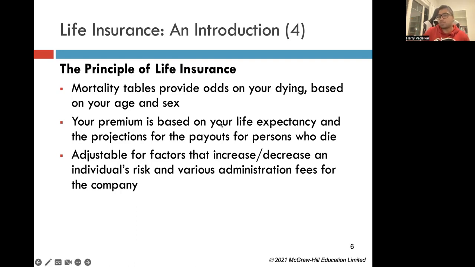Your premium is based on your life expectancy and the projections for payout for the person who dies. They are adjustable for factors that increase or decrease an individual's risk and various administration fees for the companies. So they are adjustable for various factors that increase or decrease. For example, smoking increases the chance of death. So if a person is a smoker, then the cost of insurance will be higher.